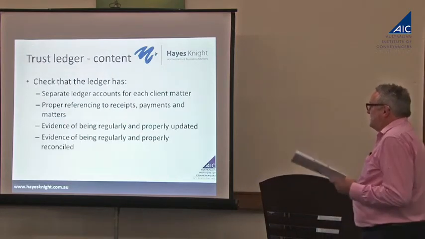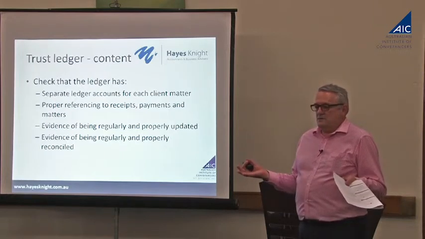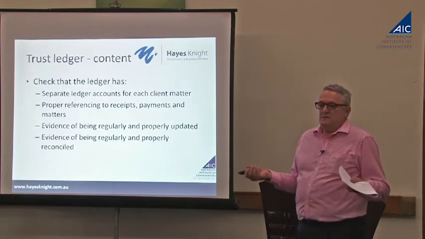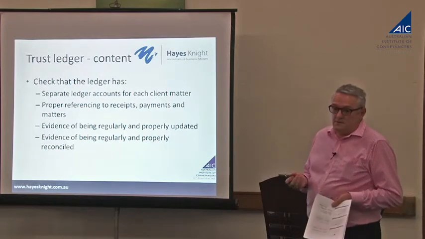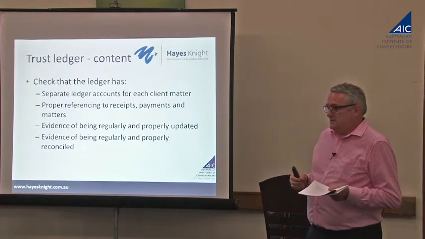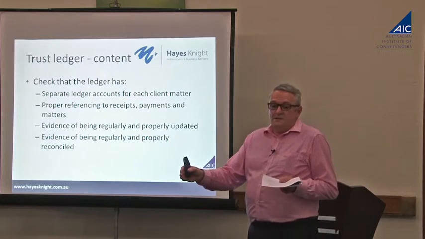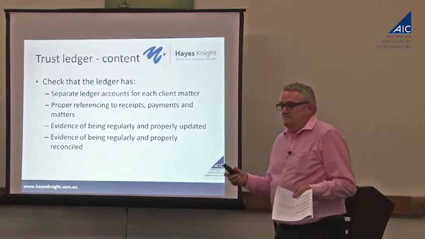So we check for separate ledger accounts for each client matter. I suppose it's a bit like if you were doing a subdivision somewhere and there were 100 blocks being sold, there would be 100 different matters in your ledger, because you'd have 100 different contracts, you'd have 100 different everything else.